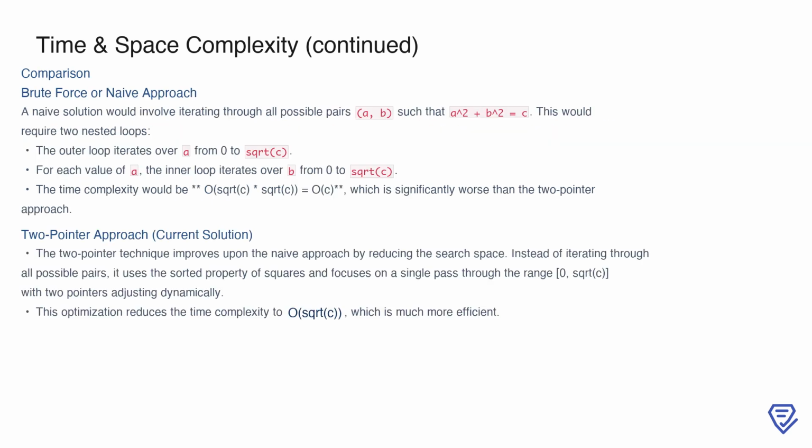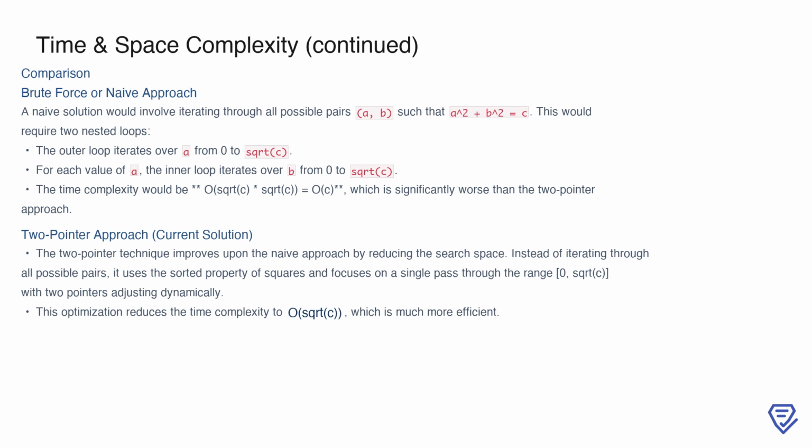When comparing this approach to a brute force or naive solution, the efficiency of the two-pointer method becomes clear. A naive approach would involve iterating through all possible pairs of integers a and b such that a squared plus b squared equals c. This requires two nested loops. The outer loop iterates over a from 0 to sqrt(c), and the inner loop iterates over b from 0 to sqrt(c). The resulting time complexity is O(sqrt(c) * sqrt(c)), which simplifies to O(c).